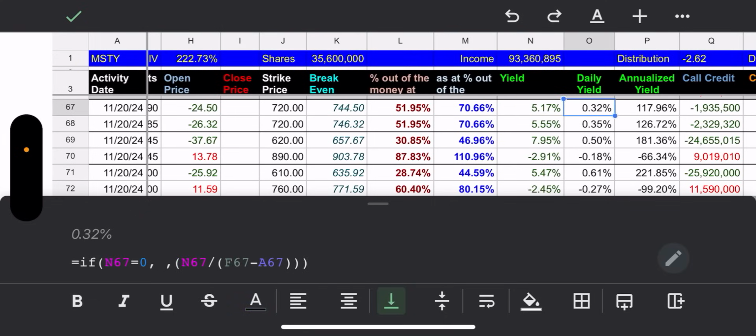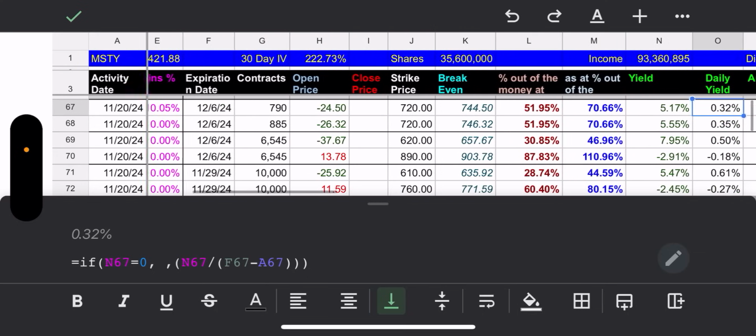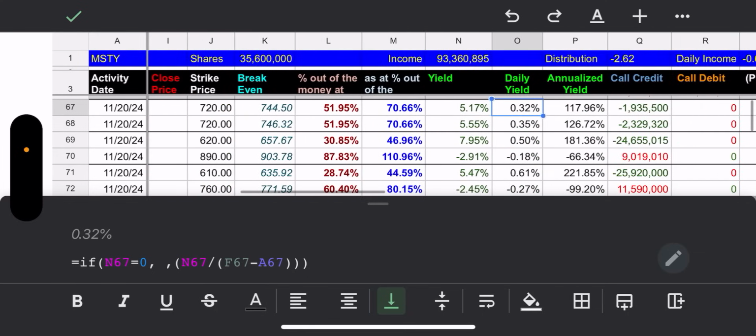Now, what is daily yield? Daily yield takes that 5.17%, and what does it do? It divides it by the number of days. Pretty simple, right? And what's the number of days? Well, it's the expiration date, F67, minus A67, which was the original activity day. So in that example, it's 12/6 minus 11/20. All right. So the daily yield is 0.32%. Why do we get the daily yield? It's so we can get the annualized yield. The annualized yield is 117% because we take the daily yield and we multiply it by 365 days.